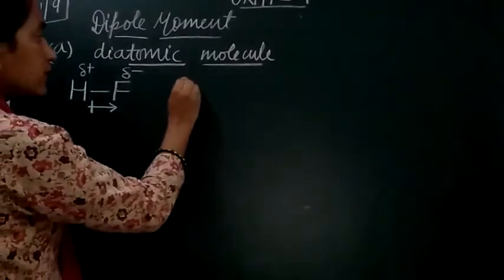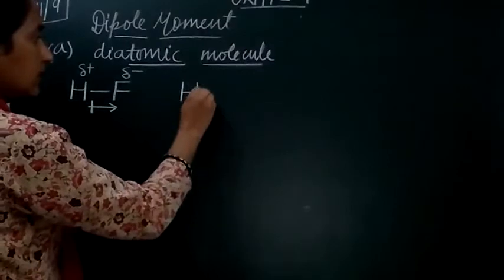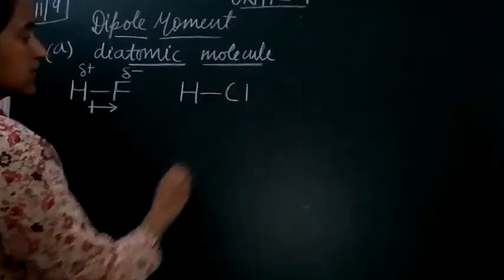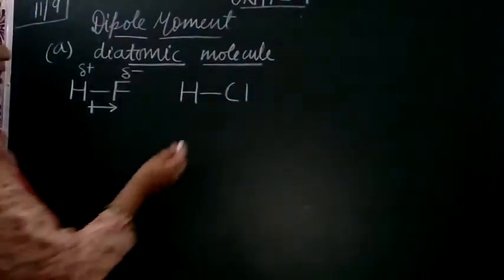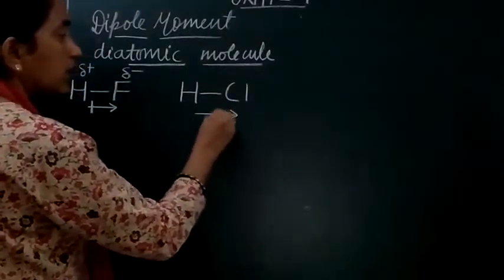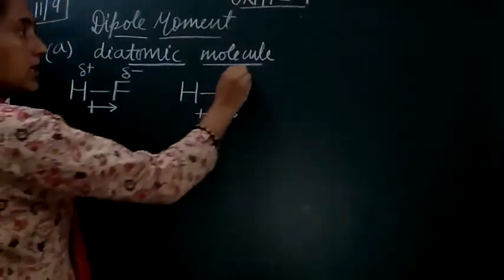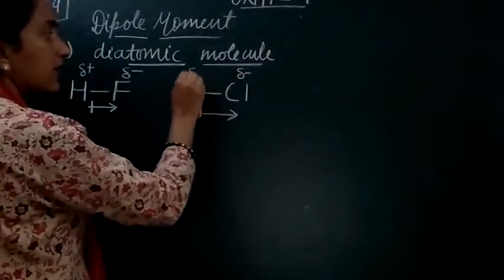Now students, if we write another molecule here, this is HCl. Here also, the dipole moment will be toward the chlorine. It is partial negative, and this is again the partial positive.